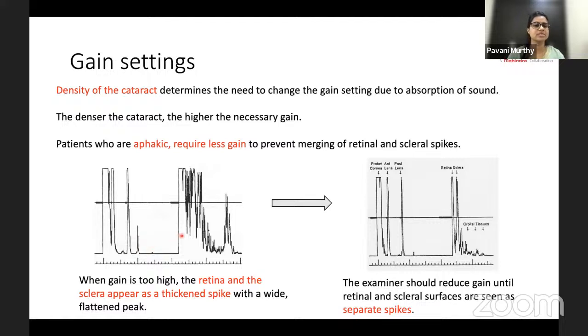But the resolution is adversely affected, as in the scan where the retina and the sclera are seen as a thickened spike with a wide flattened peak. Here you have to reduce the gain until you see separate retinal and scleral spikes. So when the gain is lowered, the spike amplitude and the display sensitivity are decreased, but this eliminates the weaker signals and improves resolution.